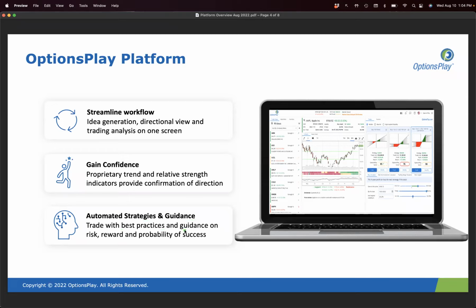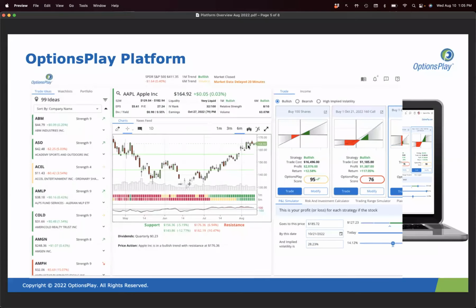And then if you are going to use any modifications on your own, if you're going to create your own strategies, we provide you with guidance on risk and reward and probability of success so that you understand your strategies before you implement them. So that's what we're going to go over during today's session using the OptionsPlay platform.